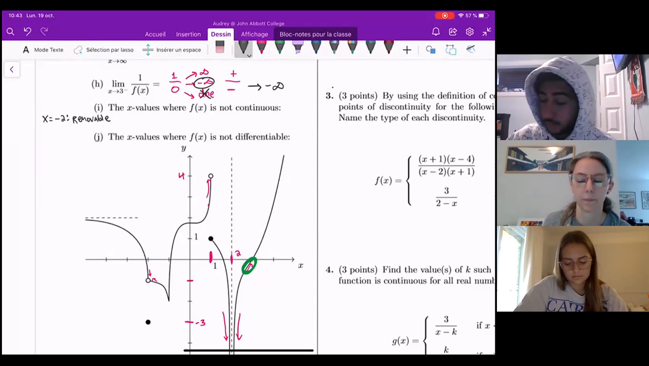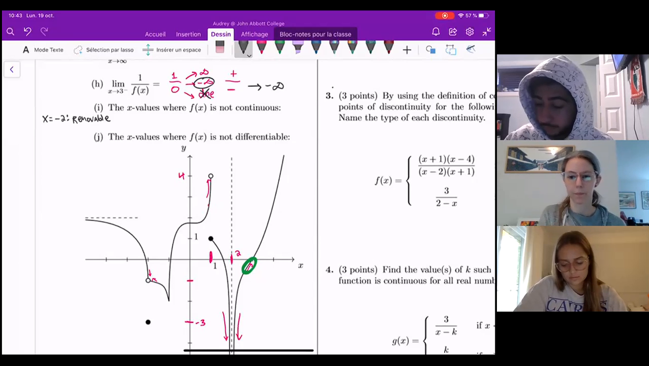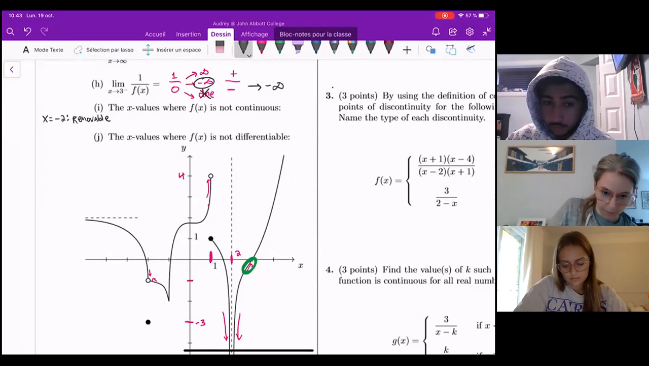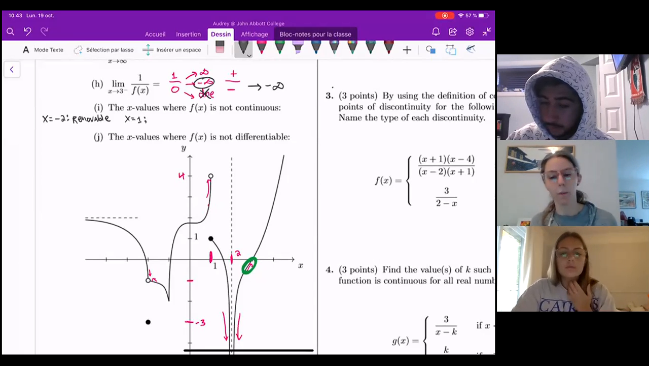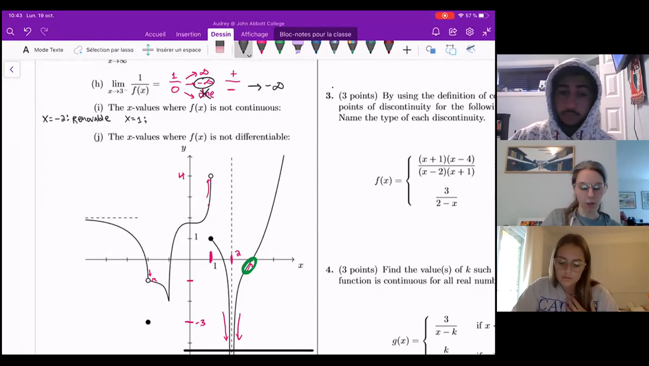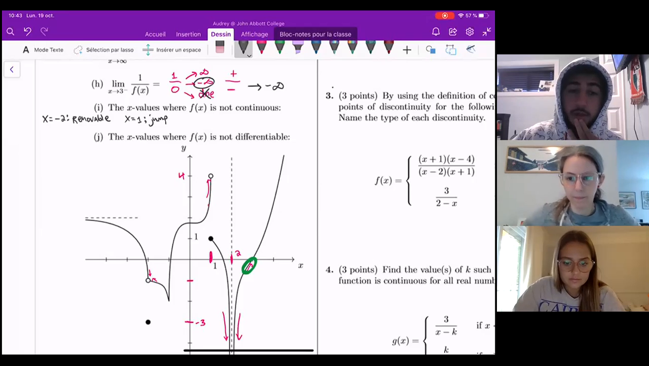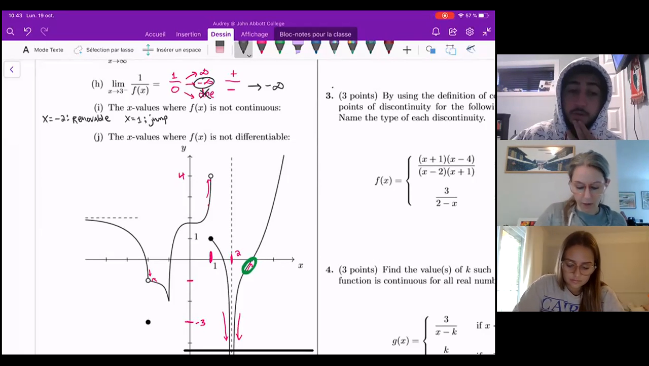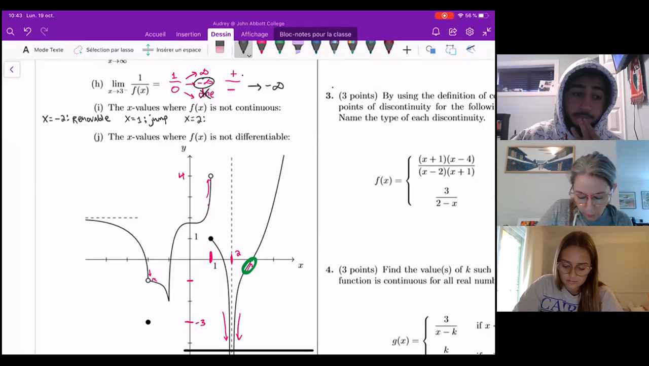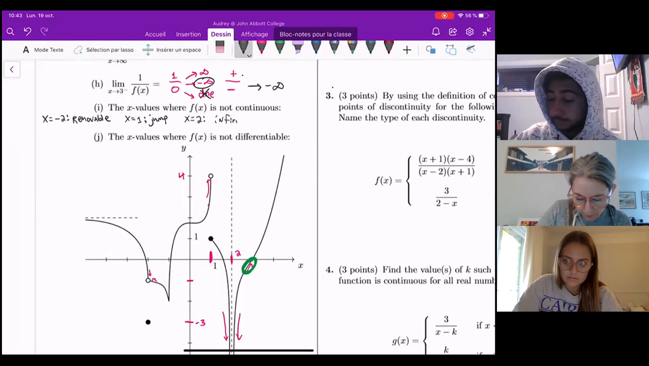Next. x equals 1, and what kind is x equals 1? Got it, a jump. And then someone else for the next one. x equals 2 is going to be an infinite discontinuity. You got it, x equals 2 is infinite.